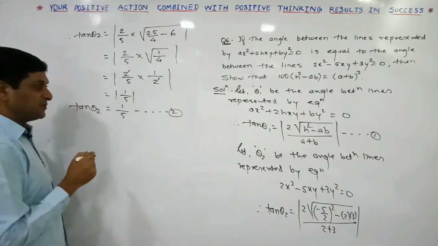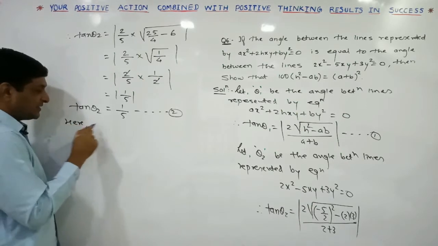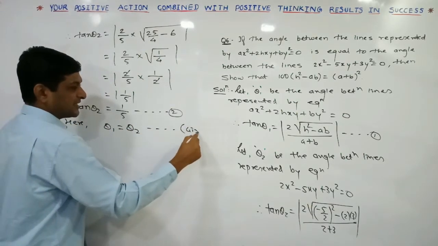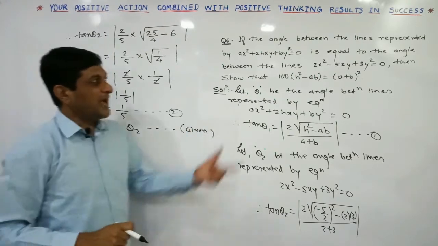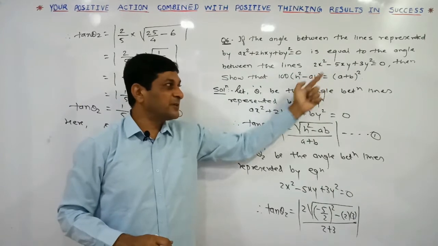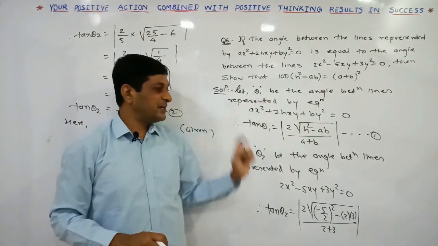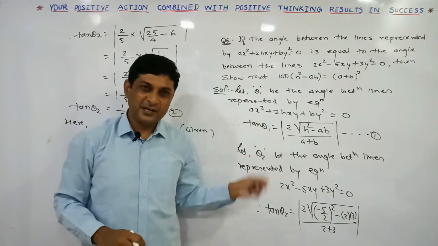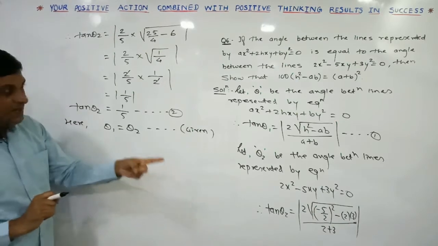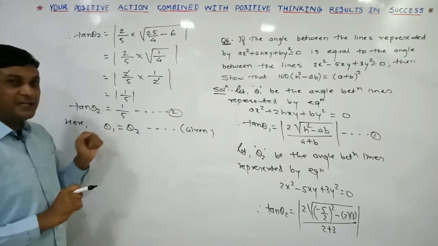Now we are using the given condition. So here theta 1 is equal to theta 2. It is given in our example. What is the given condition? The angle between the lines represented by the first equation is equal to the angle between the lines represented by this second equation. Here the angle we have denoted by theta 1, here the angle we have denoted by theta 2, and it is given to us that these two angles are equal. But if you observe our available equations, equation first and equation second are in terms of what?